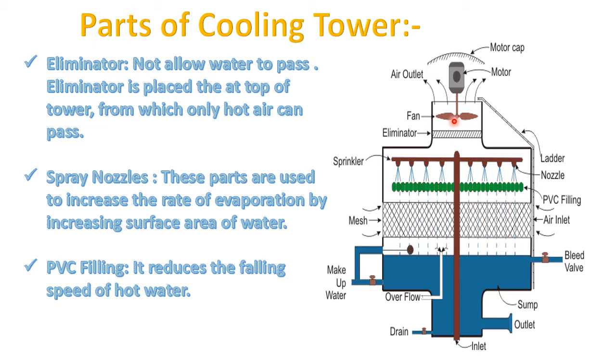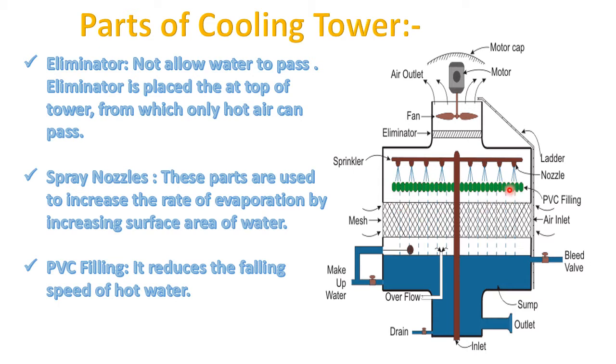The second part is basically spray nozzles. Here you can see the spray nozzles. The role of the spray nozzles is to properly spray the water on these PVC fillings. The main role of this is that it increases the surface area of the water that is coming in contact with the air and increases the rate of evaporation. So friends, this is the role of the spray nozzles.